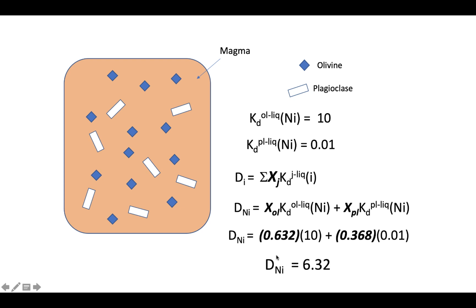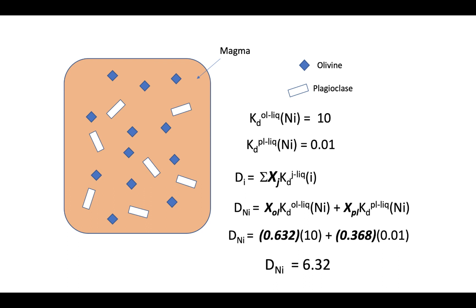That means nickel is generally compatible in all of the solid phases. Even though it's incompatible in plagioclase, it's strongly enough compatible in olivine, and there's enough olivine to absorb it, that this bulk distribution coefficient is still greater than 1. As these crystals form, there will be more nickel going into the total solids, mostly into olivine, not much into plagioclase, but there will be more nickel going into the solid phases than will be left behind in the liquid. The liquid will be depleted in nickel as the system crystallizes.